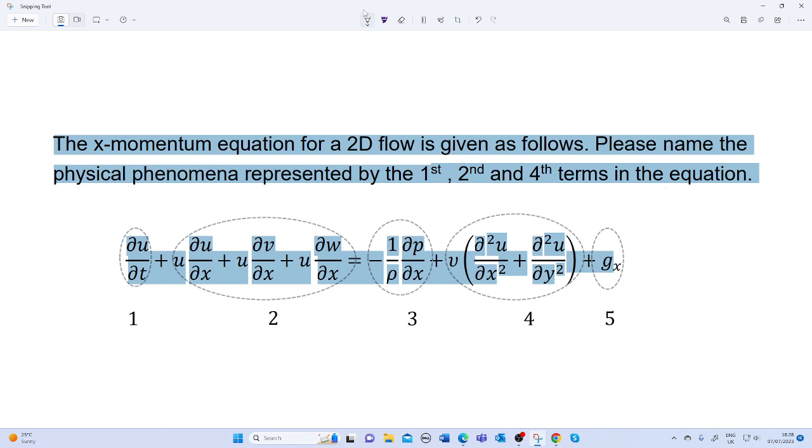Now let's read through the following question. The X momentum equation for a 3D flow is given as follows. Name the physical phenomenon represented in the first, second, third, fourth terms in the equation. Once again, the X momentum equation of a 3D flow is given as follows.